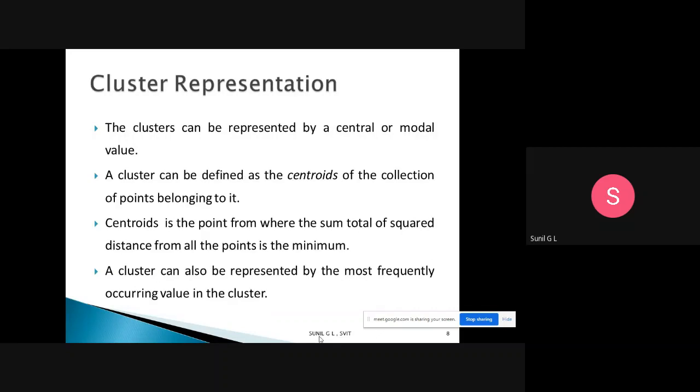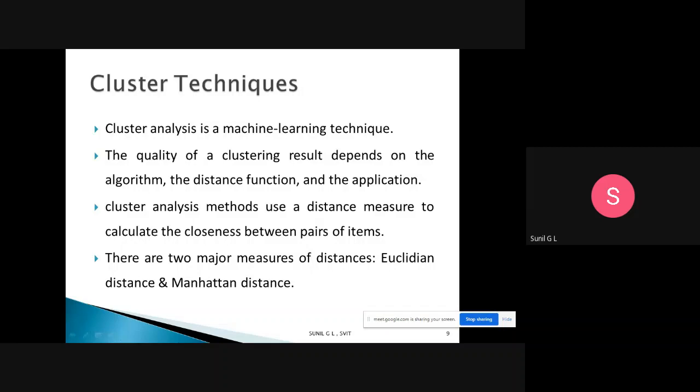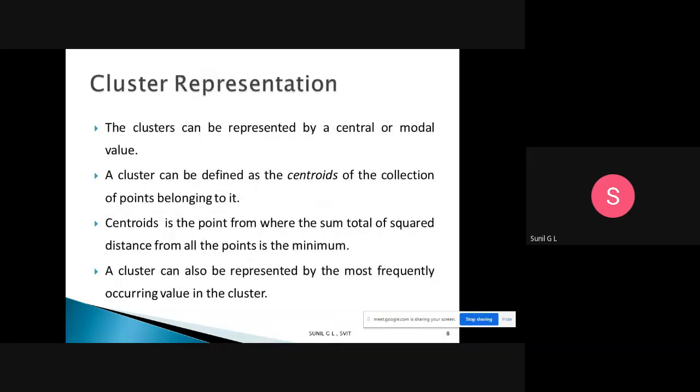How can clusters be represented? A cluster can be represented by a central or modal value. When you want to develop a cluster, we first identify a centroid. A cluster can be defined as the centroid of the collection of points belonging to it. So we make a center, and the points nearer to that center point we make into one cluster. I will discuss later how we develop a cluster. When you define a cluster, there is a central point, and the points nearer to that central point become one cluster.